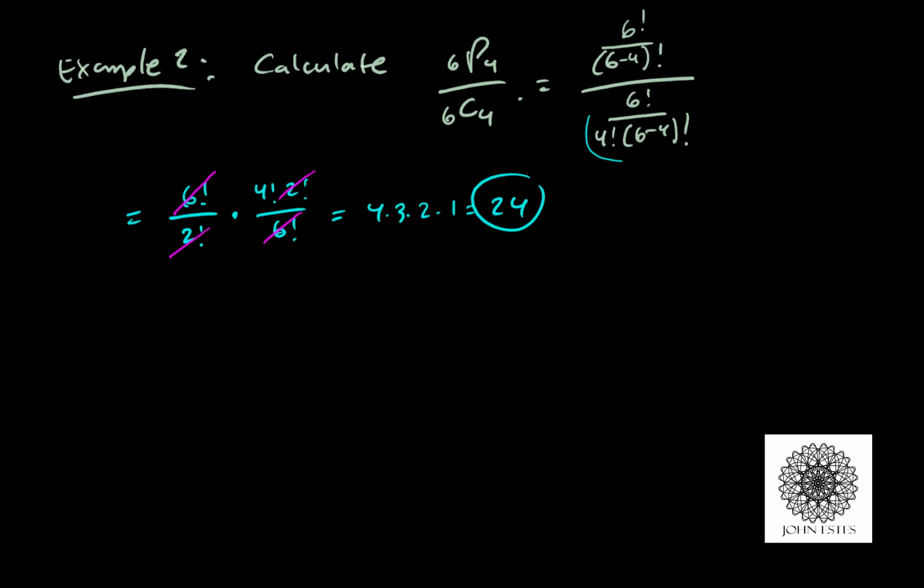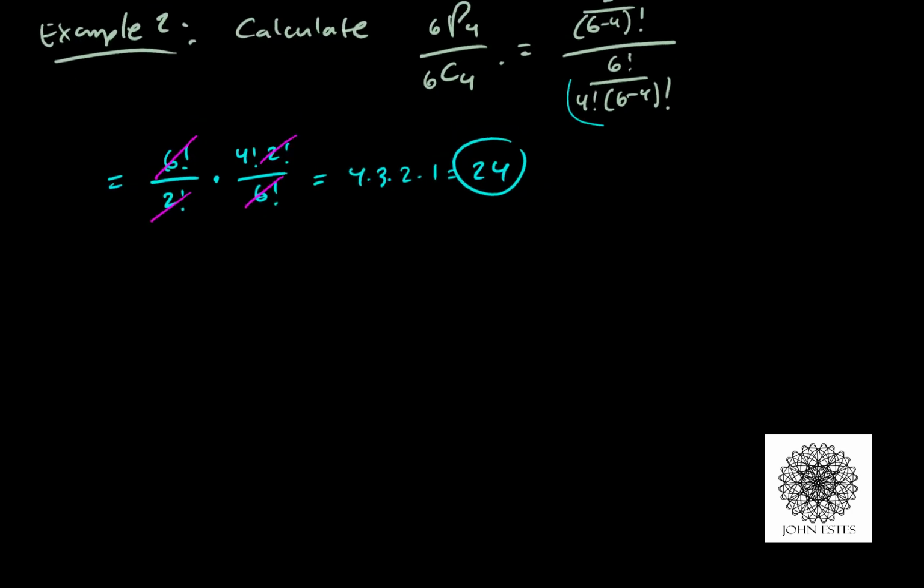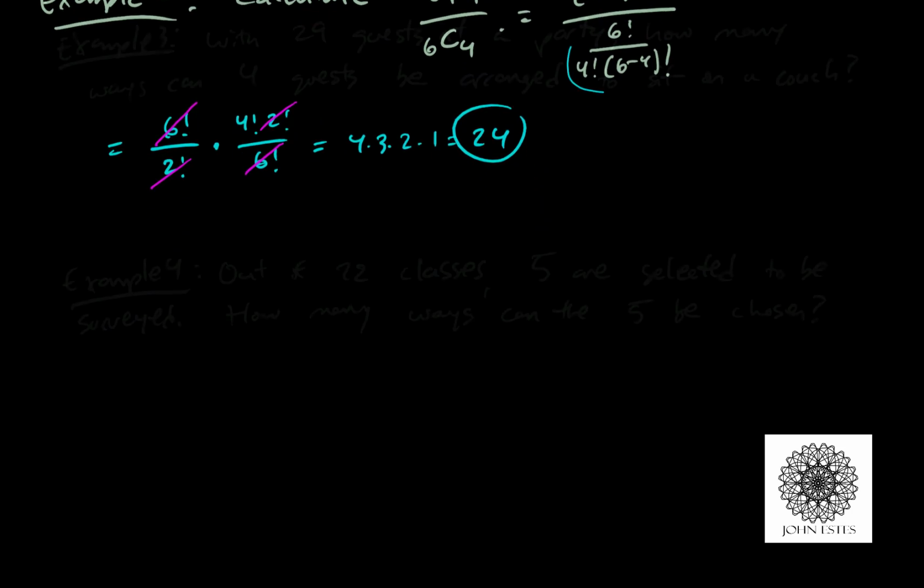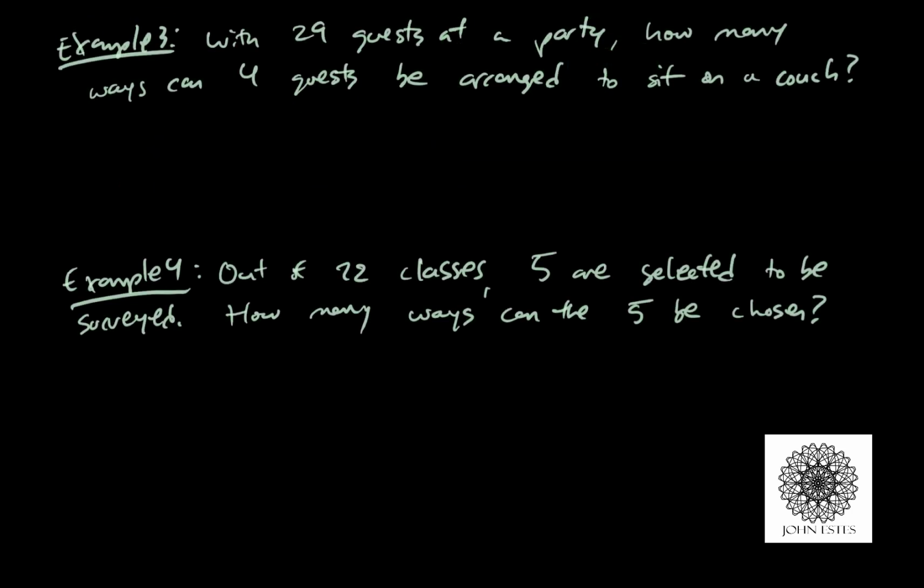Okay, now let's look at some real examples, combinations and permutations. Let me write down two of them because I want to figure out, are they combinations or permutations? We have to be careful with the wording. All right, so now example 3, we say, with 29 guests at a party, how many ways can 4 guests be arranged to sit on a couch? Okay, now the first thing you have to decide is, is this really a combination or a permutation? And the way you do that is think, does the order matter? You have to answer that question.